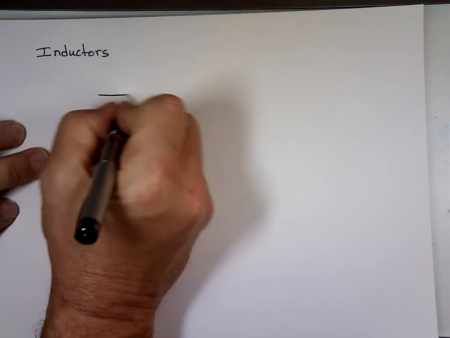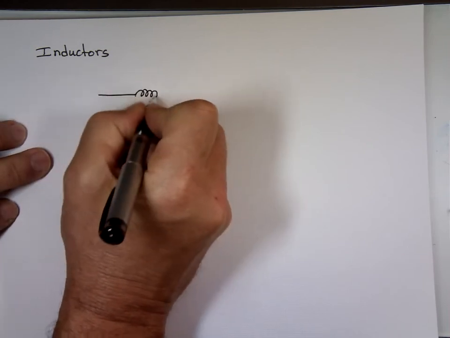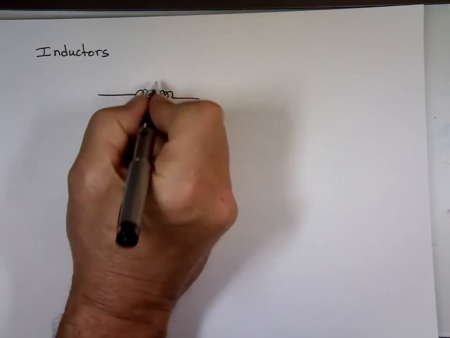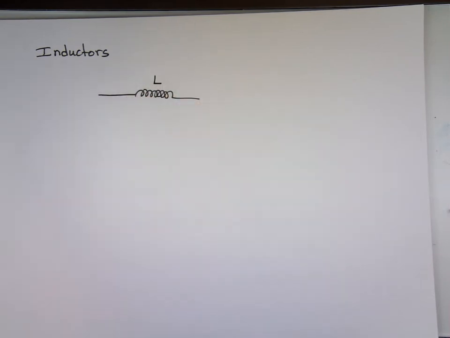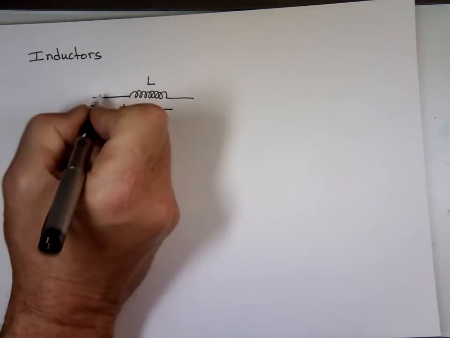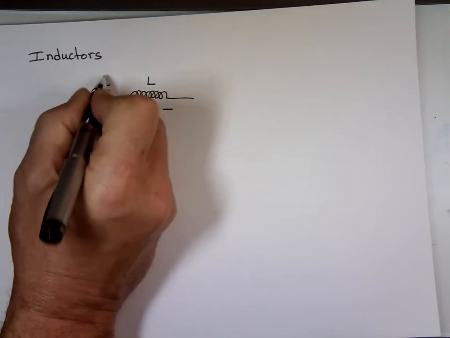Inductors. Again, just like the capacitor, the symbol for an inductor is a coil. It's a wire wrap that looks like this. It has the value L in Henry. The units for that are Henry. It has a voltage here, plus to minus, we call it V. There's a current going through, that's I.